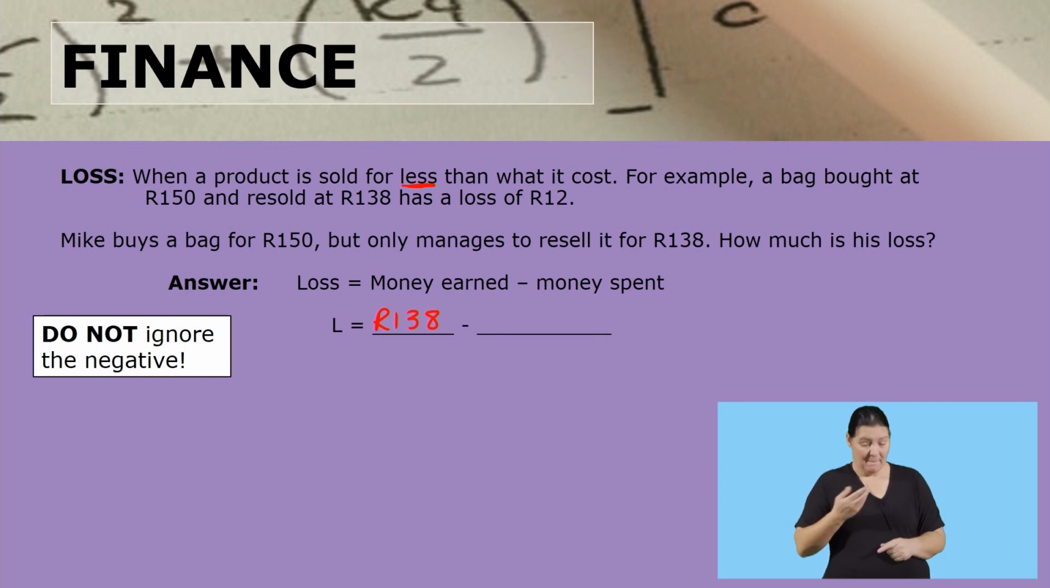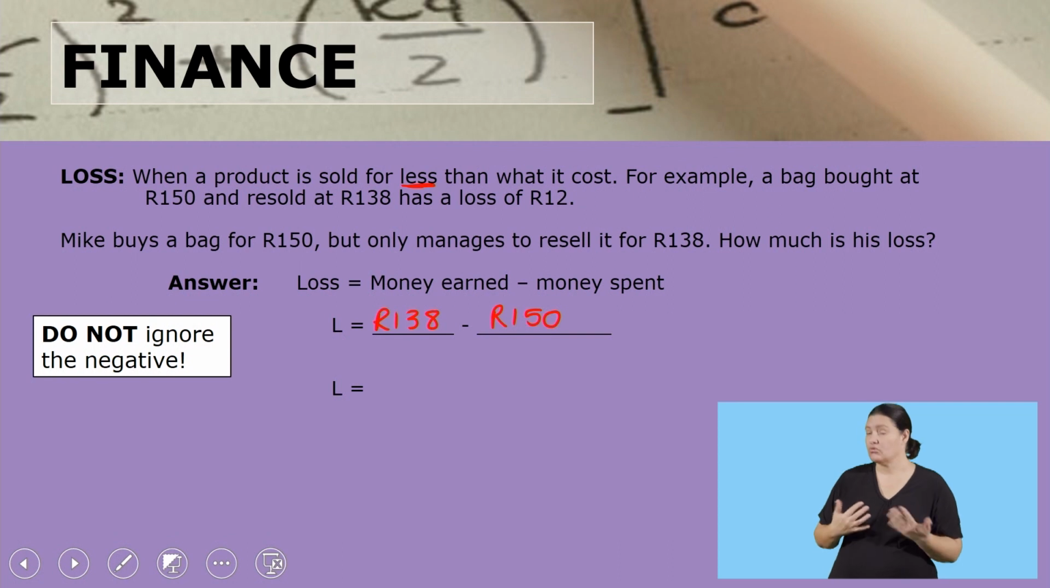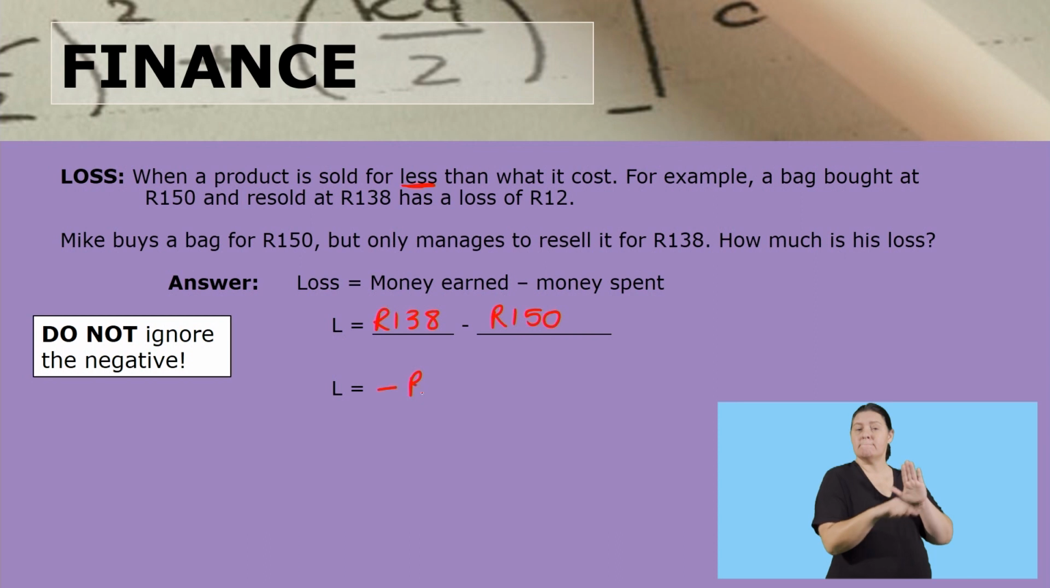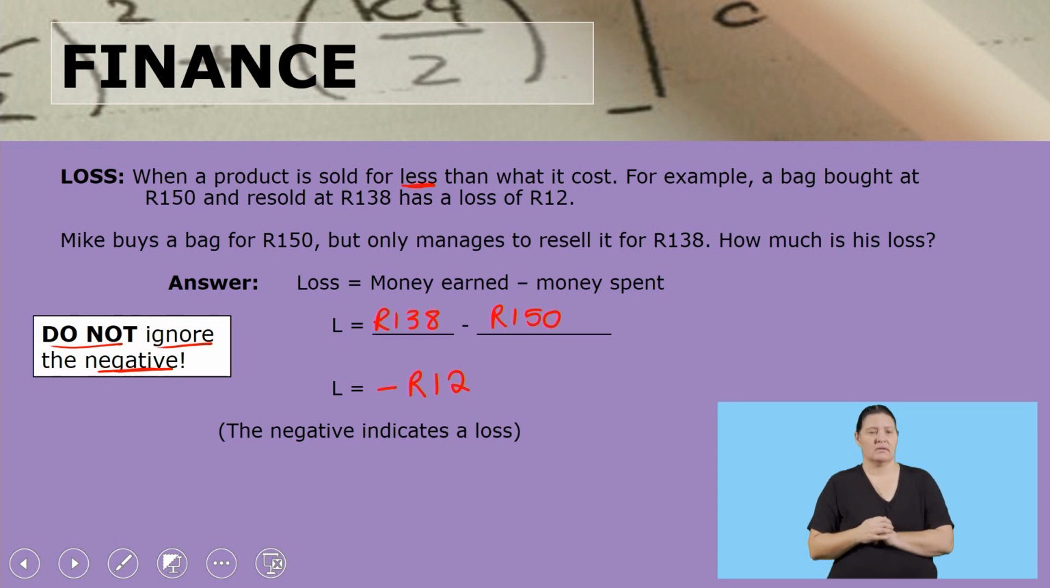But how much did he spend? He spent 150 rands on this bag. So can we see that the money that he received is less than what he spent? If you punch that into your calculator as it is, you will notice that your calculator is giving you a negative answer, which is a negative 12. Do not ignore the negative. What does this negative mean? The negative means that this is a loss. It means that Mike has lost money from this sale.